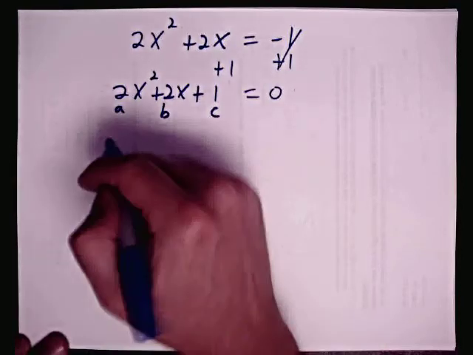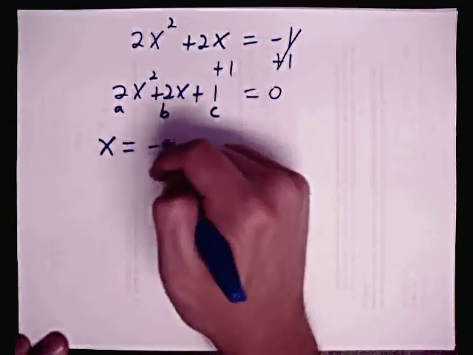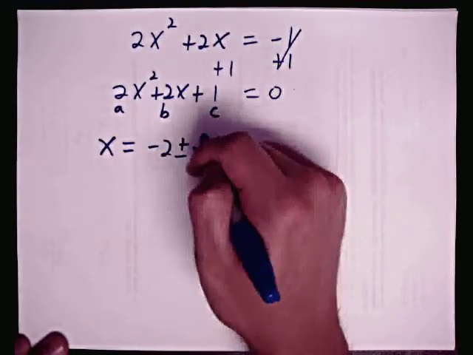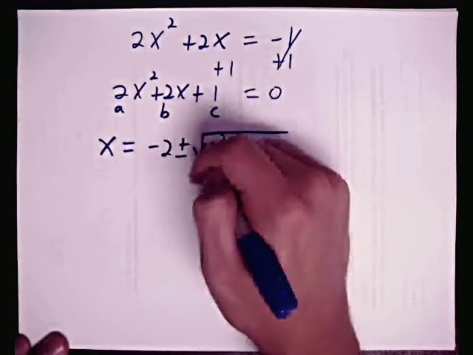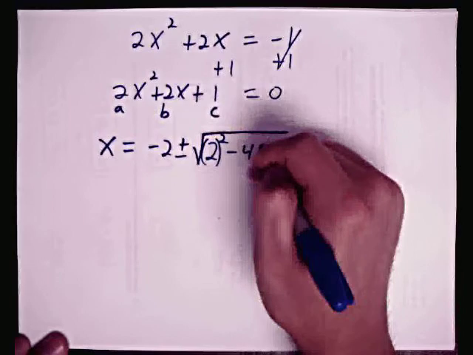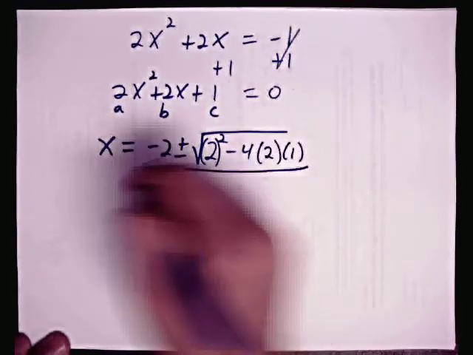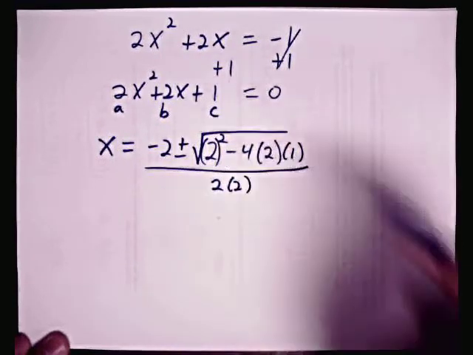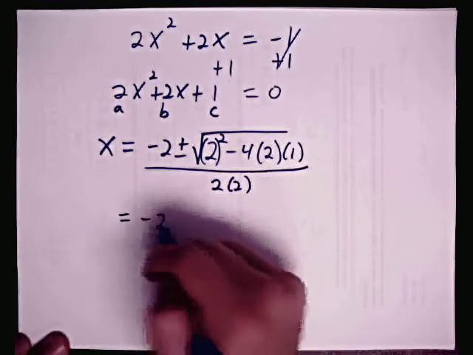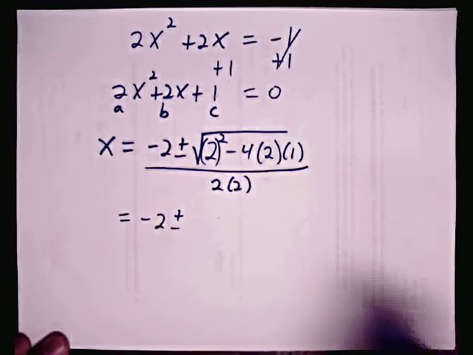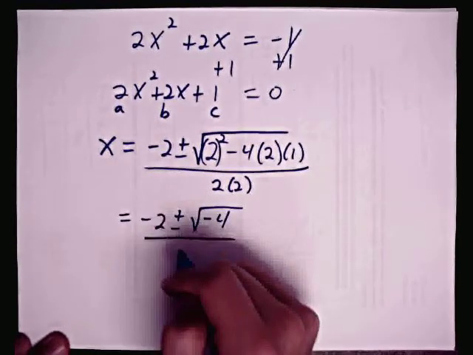Okay, so using the quadratic formula, our solutions for x will equal the opposite of b, -2, plus and minus the square root of b squared, which is 2 squared, minus 4 times a times c, all over 2 times a. Start by simplifying underneath the square root. -2 plus and minus. You'll get -4 underneath your square root, all over 4.